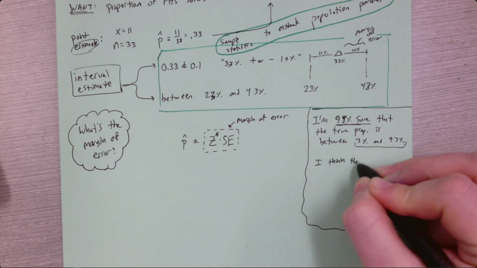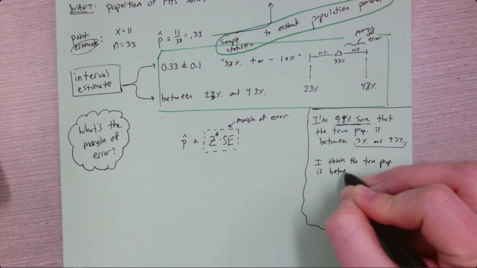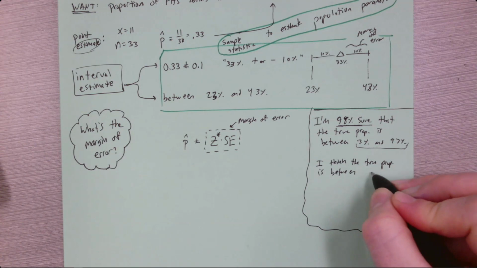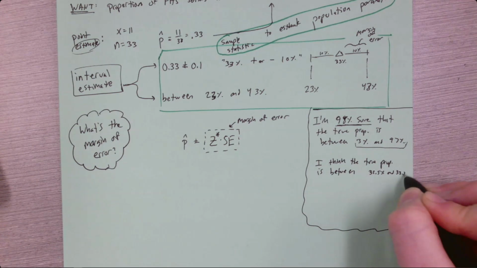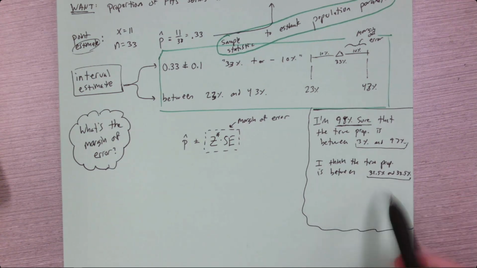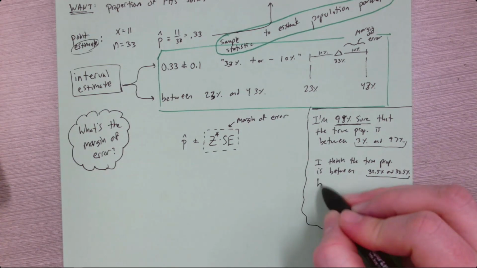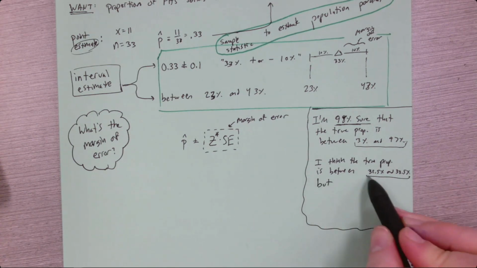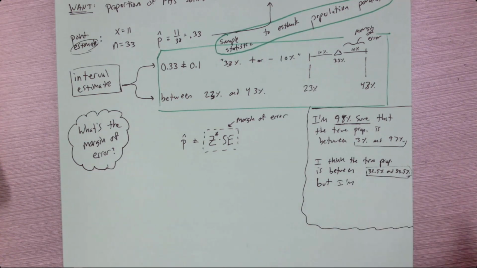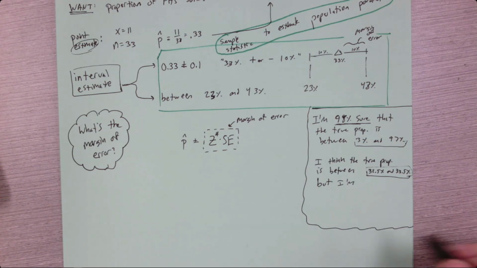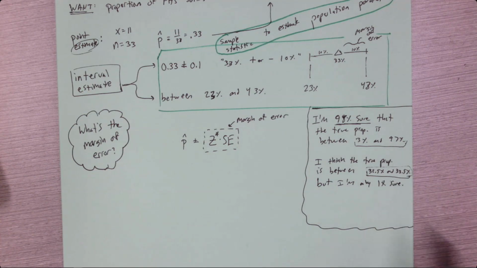I think the true proportion is between, let's see, 32.5% and 33.5%. So that's very specific. That's a very narrow range of possibilities. So if I'm making a prediction in such a narrow range, maybe I'm not that confident that it actually contains the true value, but I'm only 1% sure. So that's also not very helpful.